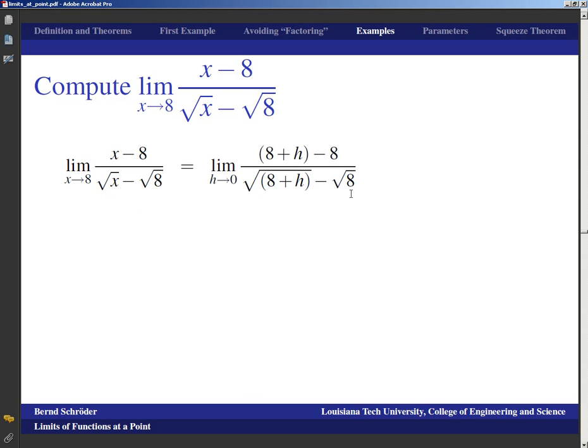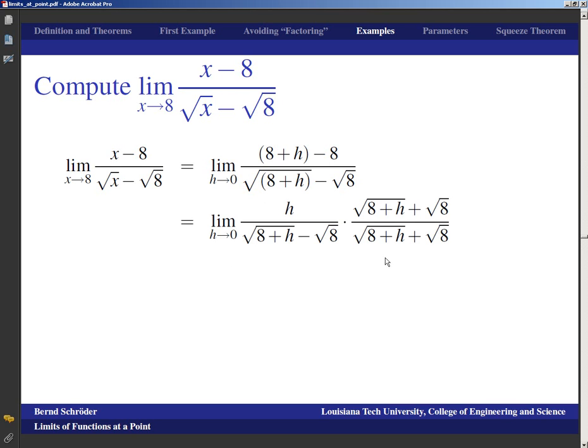How do you get rid of square roots? You get rid of square roots by rationalizing, and so here we are, well, we're first going to simplify. 8 minus 8 goes away, but that's the only thing that has happened here. How do you get rid of the square roots? You get rid of the square roots by rationalizing. So we expand with the conjugate of the denominator, square root 8 plus h plus square root 8, in numerator and denominator, right?